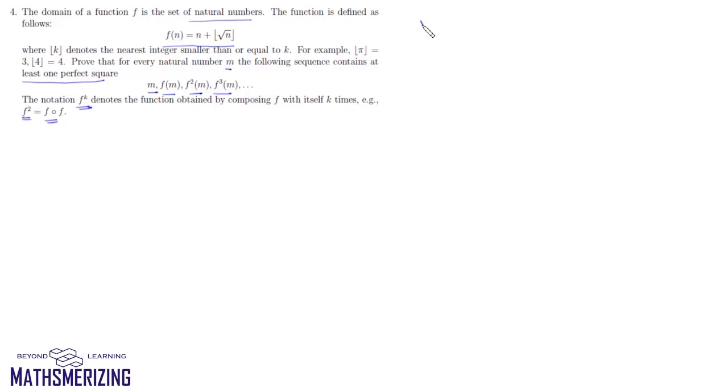Now we'll consider the first case when m itself is a perfect square. If m is a perfect square, it's a trivial case. It satisfies the given condition that this sequence contains at least one perfect square. So we'll consider the second case when m is not a perfect square. Then m will lie between two perfect squares, say it lies between k square and (k plus 1) square.